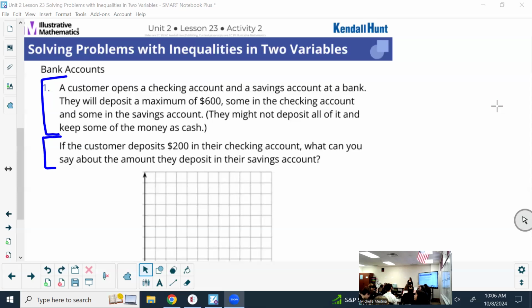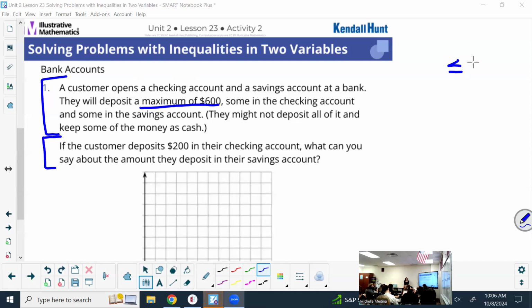The maximum of 600. How can I represent that as an inequality? Table 9, can you tell me? How do I represent a maximum of 600 as an inequality? Less than or equal to what? 600. And what should go on the other side?